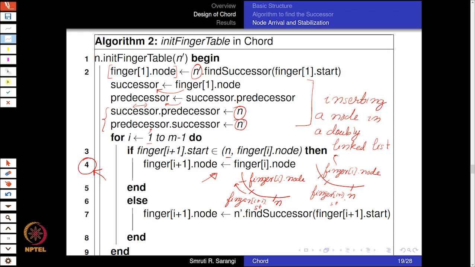Then if this case is not happening, we'll again have to request node n dash to find the successor of finger i plus 1 dot start for us. It needs to do the same again, find the successor of this for us, and then we will use it to initialize. We just keep on doing it for the rest of the m minus 1 fingers. So this will initialize the finger table completely.